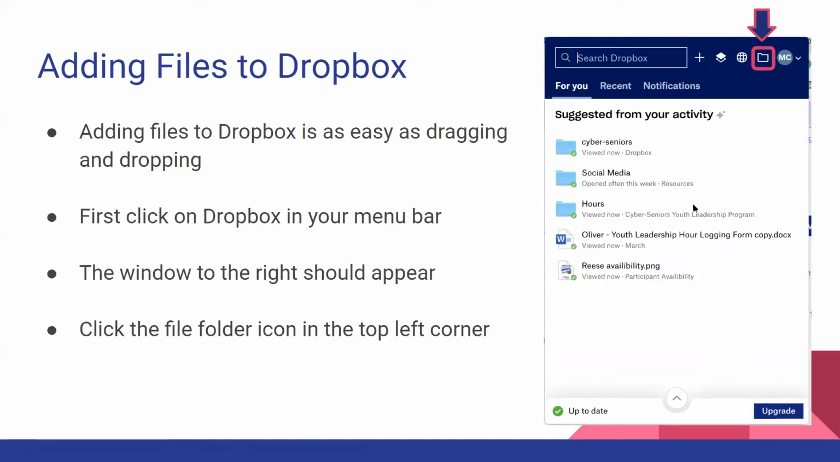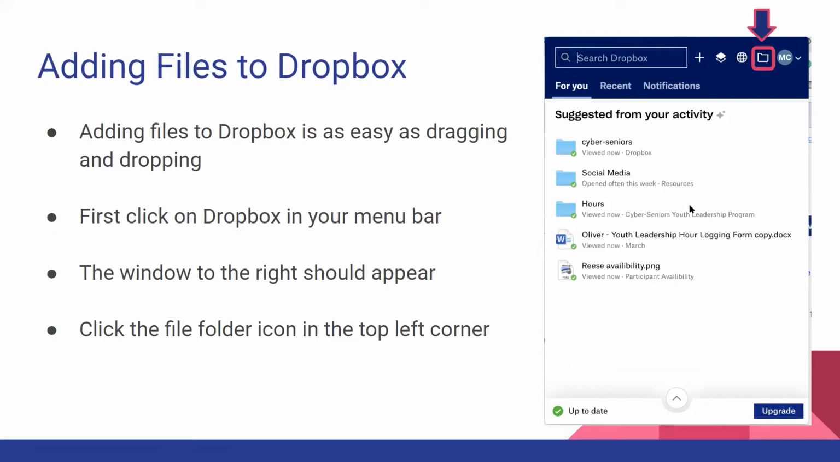So if you want to add files to your Dropbox, which is generally what we're using it for, we want to add something to our web storage to access it elsewhere. All you have to do for the desktop version is just drag and drop files. You would click on whatever file you want, hold that, and drag it into your Dropbox window.